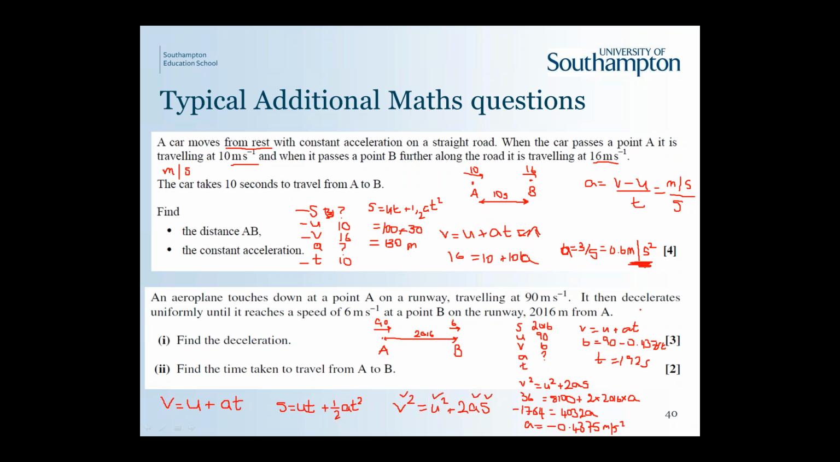Right. At what point, Mark, did I lose you? Yeah, I decided to go with the third formula, v squared equals u squared plus 2as. So I started substituting in some of the known values. I ended up with 6 squared equals 90 squared plus 2a times 2016. I worked out the squares, so I got as far as 36 equals 8100 plus 2a times 2016. And to be quite honest with you, I just couldn't figure out where to go from there.